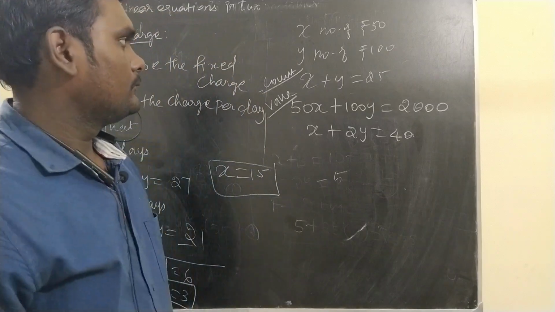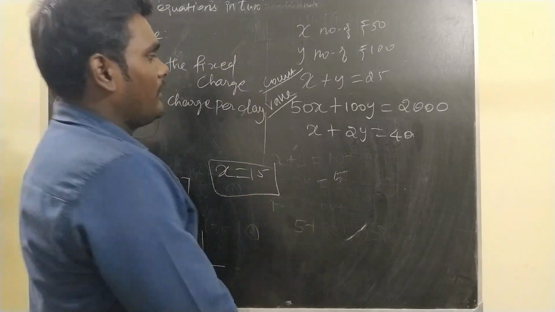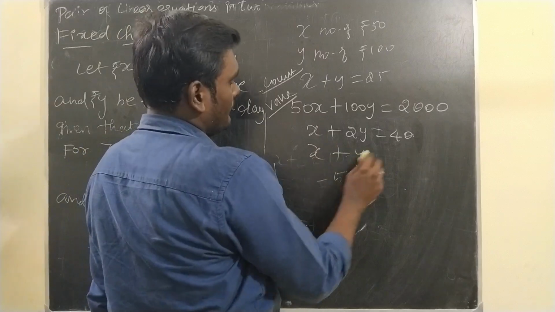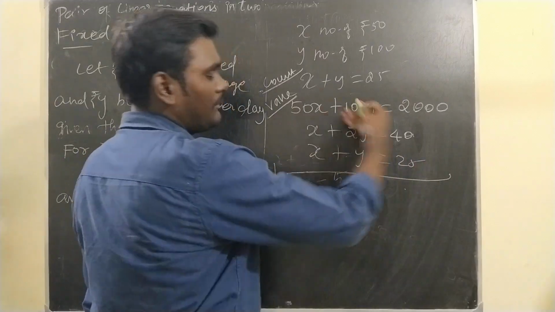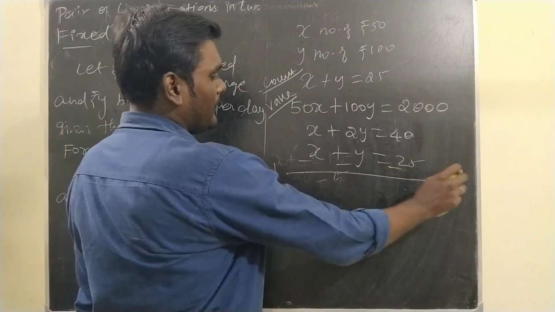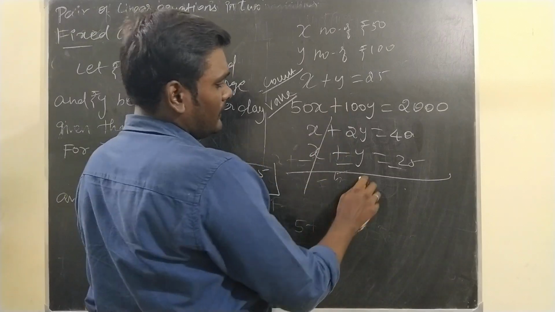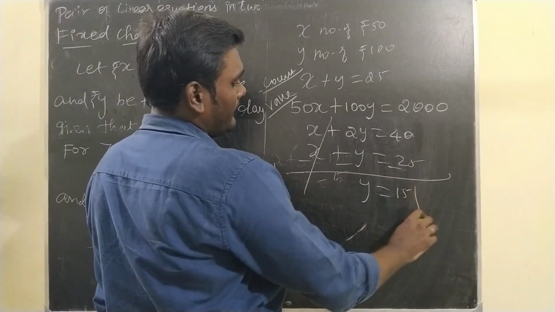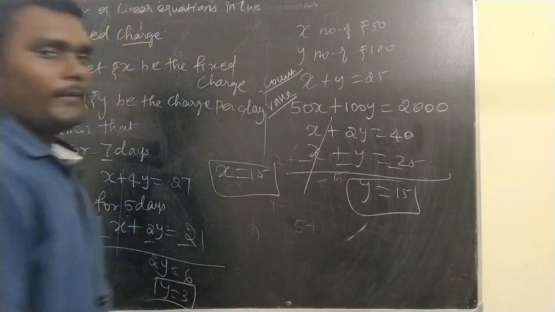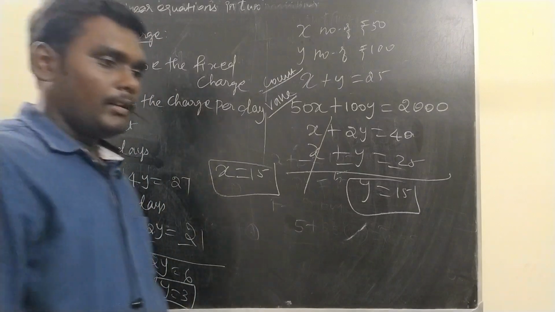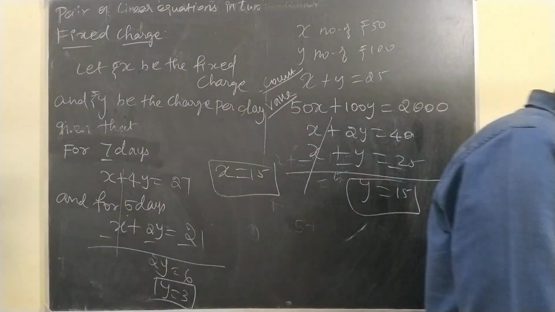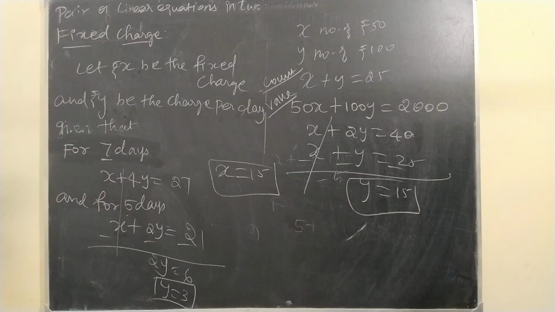Okay. Then these two equations we can solve by the elimination method, everything we have to write. x plus y equals 25, x plus 2y equals 40. Subtracting, these two get cancelled. We have y equals 15. Got it? Clear? This is it. And that's all, I think.